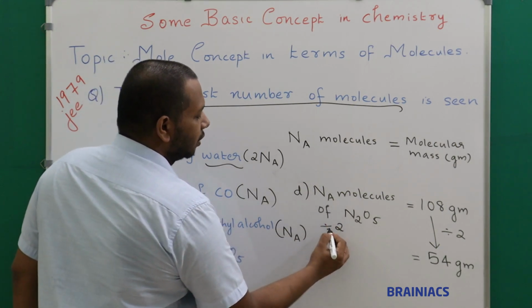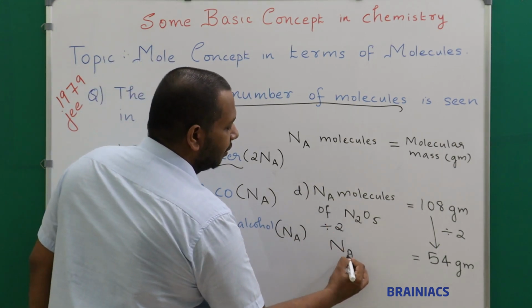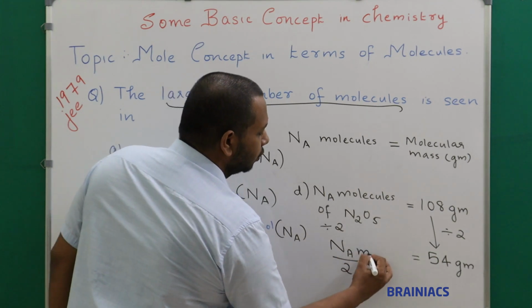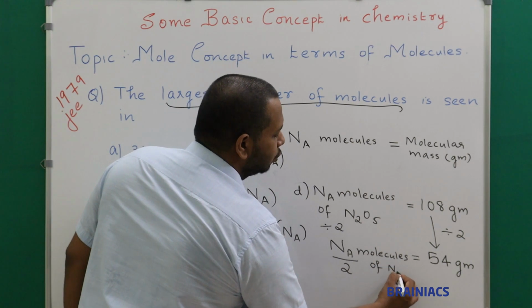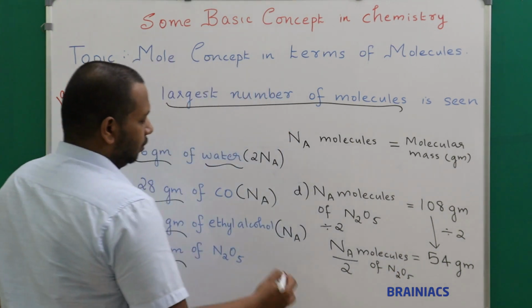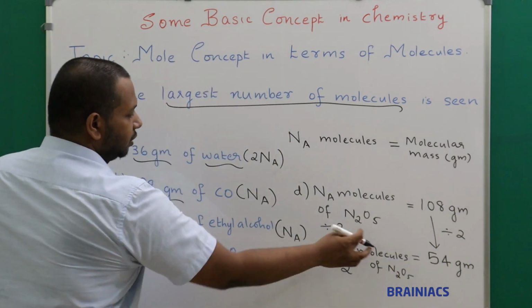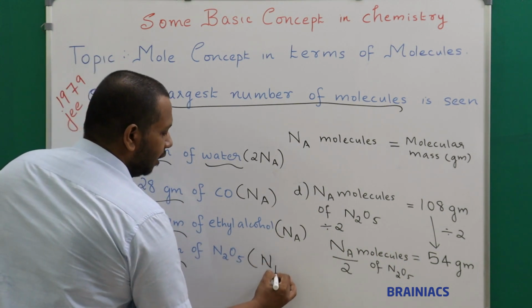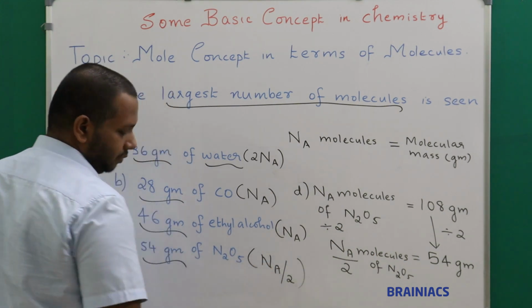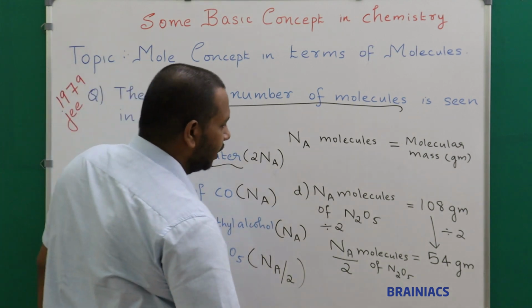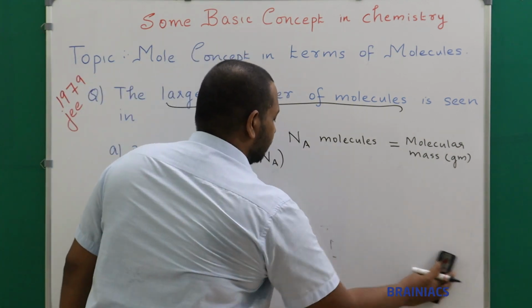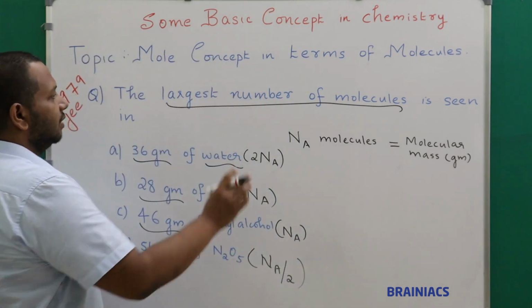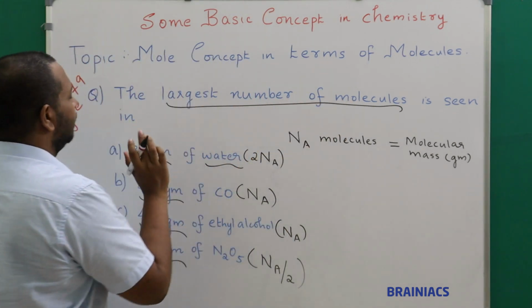So this will become what? Na by 2 molecules of N2O5. So I got 54 gram. How much it will contain? Na by 2. So right now I have calculated for all the options. Okay. So now tell me, what is the answer? Largest number of molecules is seen in which one?